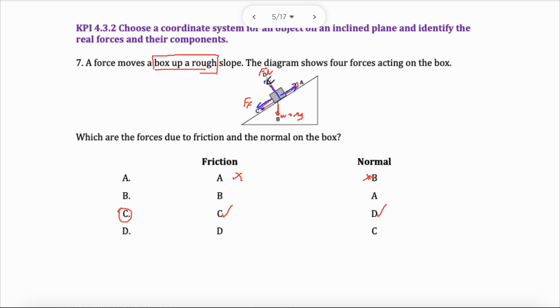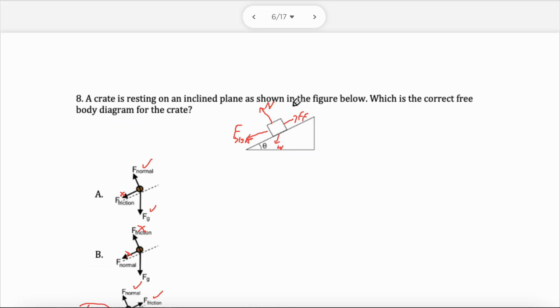I have my friction, my normal, my applied force. I'm going directly downwards. This one would just be my weight. W equals mg. That will be my weight. So in this case now we have friction, which is C, and the normal, which is D. That is the answer over here. Very nice. Moving on to the next question.